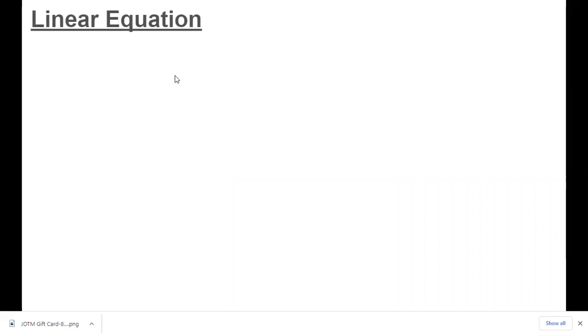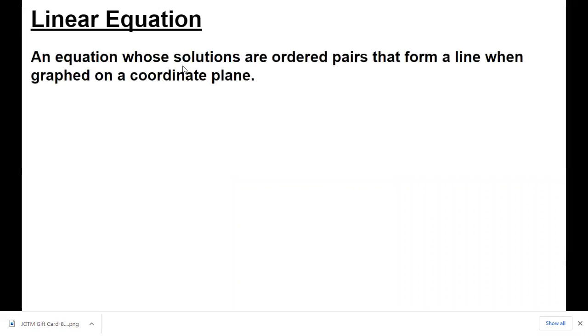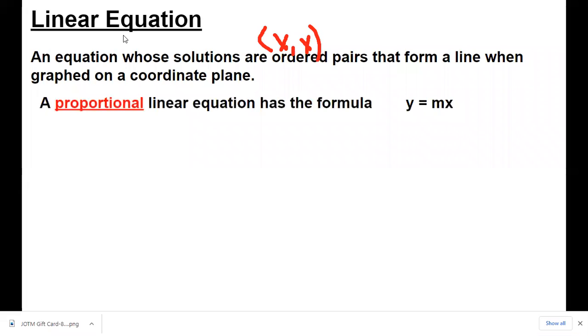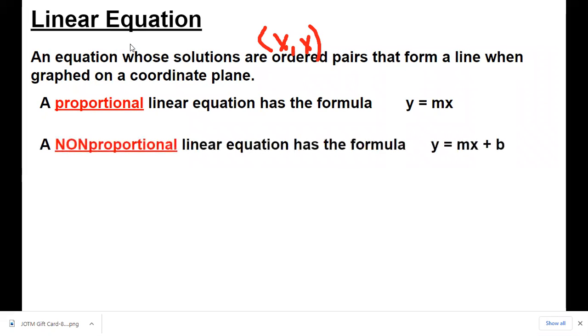Okay, linear equation. A linear equation is an equation whose solutions are ordered pairs that form a line when graphed on a coordinate plane. The ordered pair would be like x, comma, y, right? That's an ordered pair. Okay, a proportional linear equation has the formula y equals mx. A non-proportional linear equation has the formula y equals mx plus b.